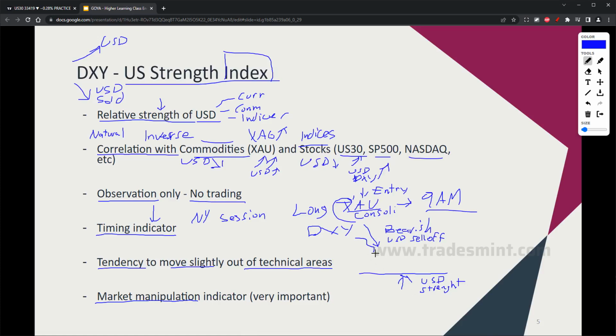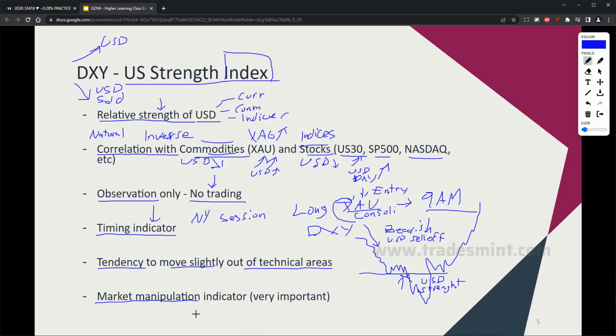Most of the time, it's going to reach the level, consolidate, might leak a little bit, come back up, and do the movement afterwards. Okay, so the levels are not going to be respected perfectly. But it's to be expected with the DXY. So that's why we don't want to trade it, and we just want to observe it, because it's not really reactive like commodities or indices can be.